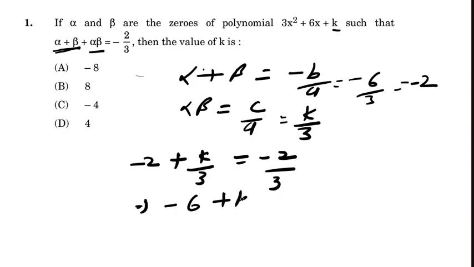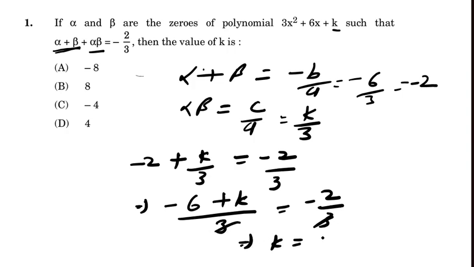Minus 6 plus k, after taking the LCM, is equal to minus 2 by 3. The 3 cancels out, so the k value is equal to 4. Okay, now moving to the next question.